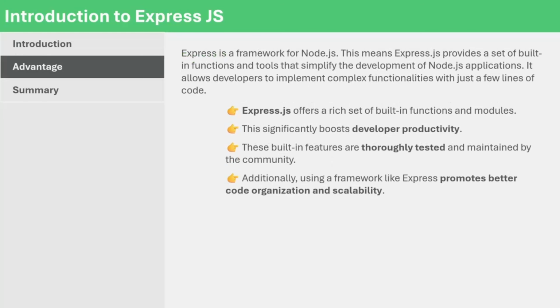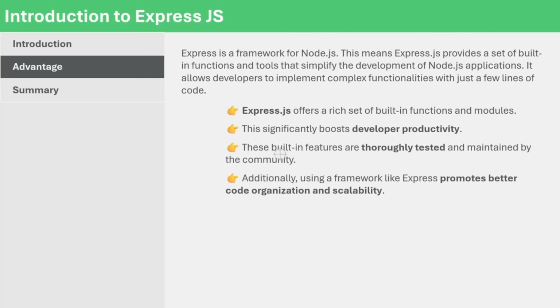Alright, so we learned that ExpressJS is a framework for Node.js. This means that ExpressJS provides a set of built-in functions and tools that simplifies the development of Node.js applications. And it allows developers to implement complex functionalities with just a few lines of code. Now, without Express, achieving the same result using core Node.js would require writing more code and handling complex logic manually. In contrast, Express handles much of this complexity behind the scenes, making development faster, cleaner, and more efficient.